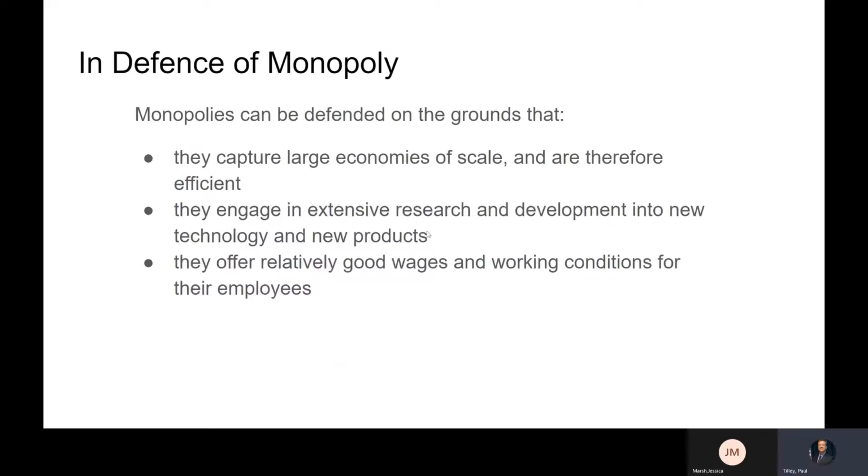The plus with a monopoly, the thing that you want to take away in terms of what's so good about a monopoly, well, they capture large economies of scale. Monopolies are big business. So as a result, they can get these economies of scale by getting largeness. They engage in extensive research. Because they have so much money and they're guaranteed profits, it means there's certainty there, and they can afford to spend money on research and development. And they offer relatively good wages. You know, again, because they're cash flush, they can afford to pay people.